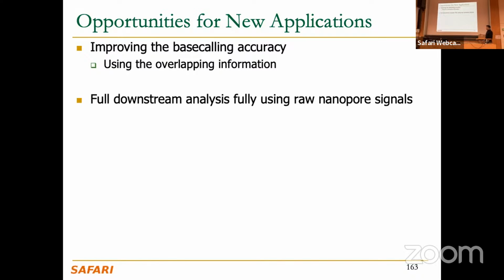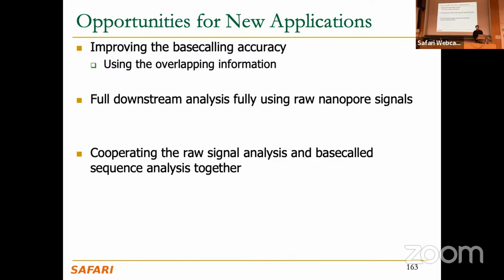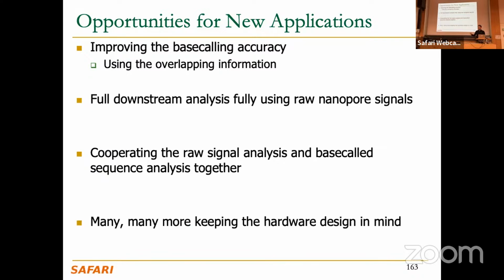As I said earlier, we want to perform the full downstream analysis fully using raw signals without base calling. The other question is, can we combine the raw signal analysis with the base called sequencing analysis? This goes back to maybe the idea of filtering. You don't blindly base call. Maybe you do some cheaper operation, maybe using the raw signal analysis, decide whether you want to base call or not, and then you do your base calling. And of course, there are many, many other directions, keeping the hardware design and the underlying sequencing technology in mind.